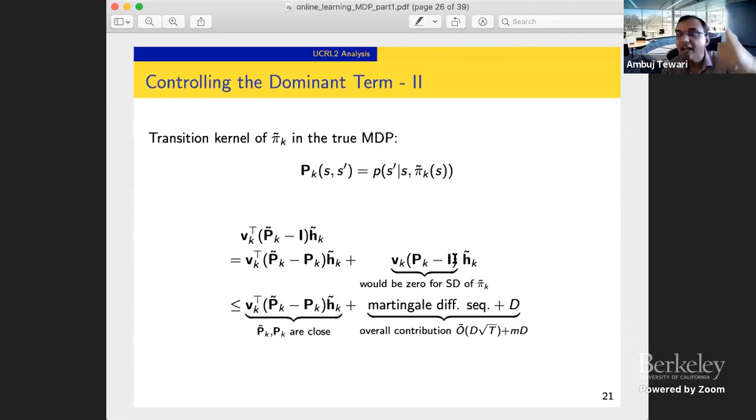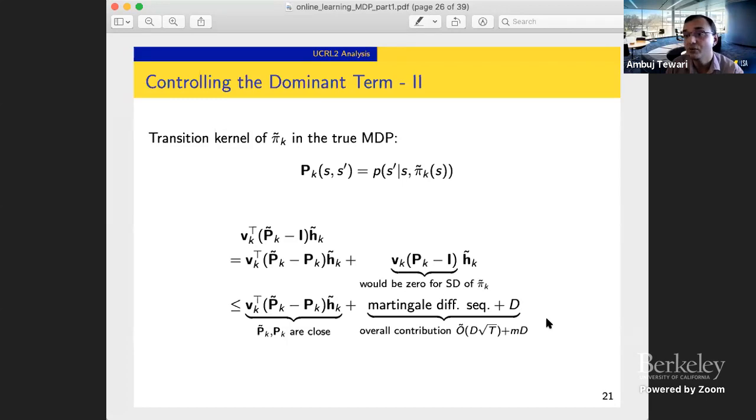If pi tilde K achieved stationarity, there would be a stationary distribution mu sub K such that PK mu K would just be mu K. That's the definition of stationarity. Here, I'm not at stationarity. I just have some counts, but it's going to be small because it's like a random fluctuation. This term would actually be 0 if Vk was replaced by the stationary distribution of pi tilde K. But we're not at stationarity, so we get a martingale difference sequence plus another diameter contribution each time the episode changes.